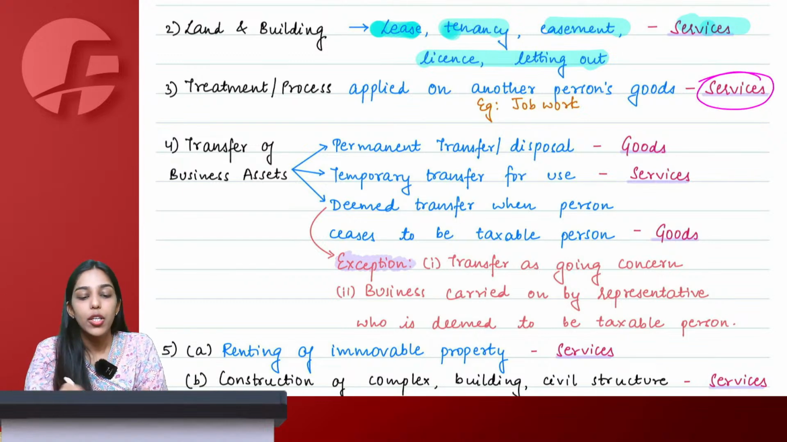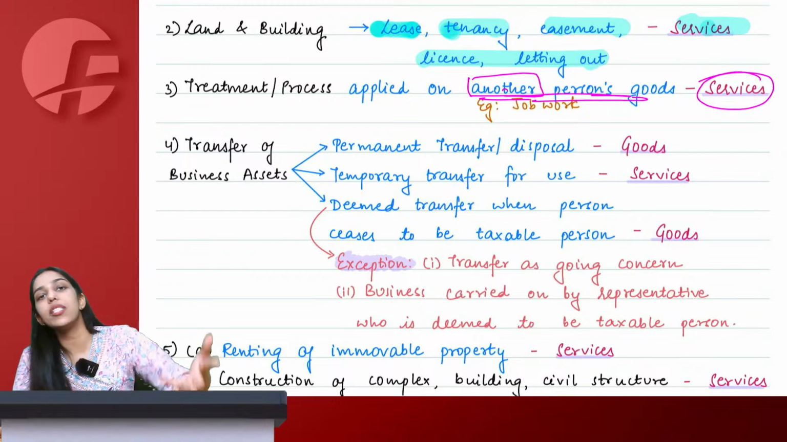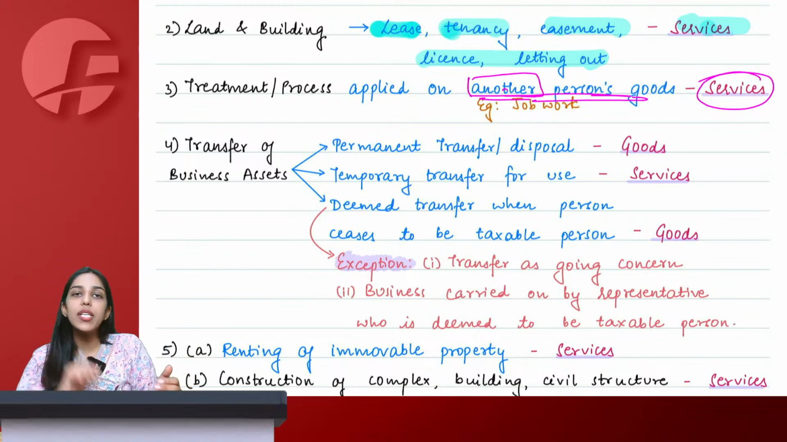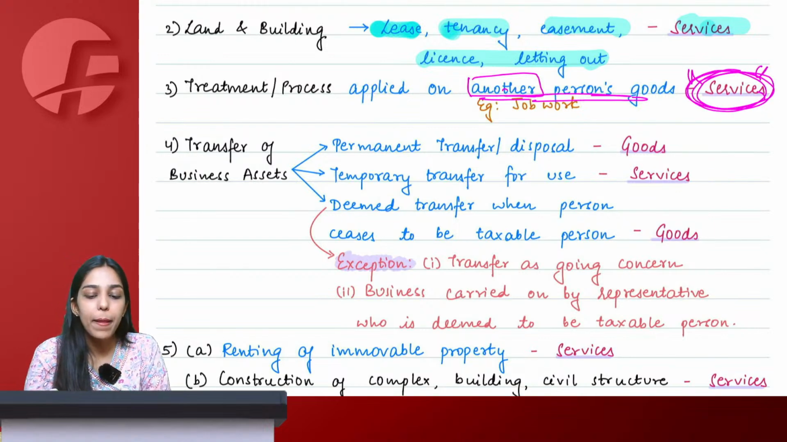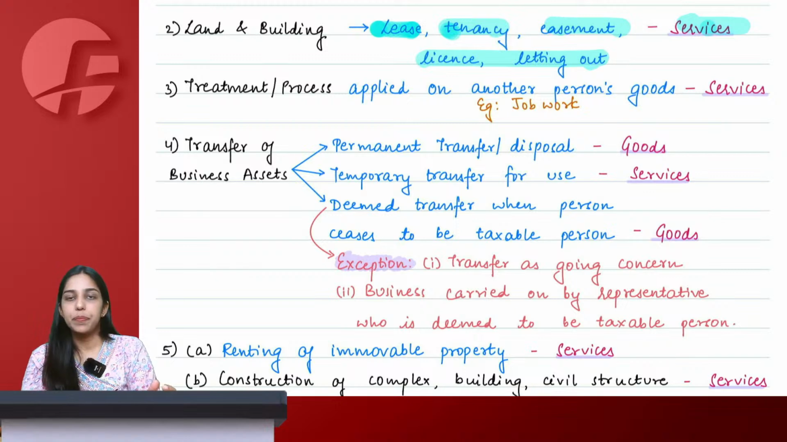Therefore, whenever you are applying some kind of treatment or process on some other person's goods, and while doing this treatment, you might end up using some of your own goods, which is irrelevant. It will still be considered as supply of service only. The best example can be job work.